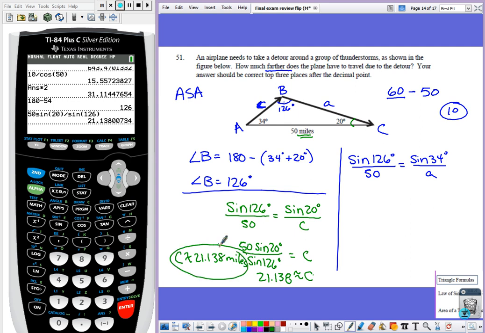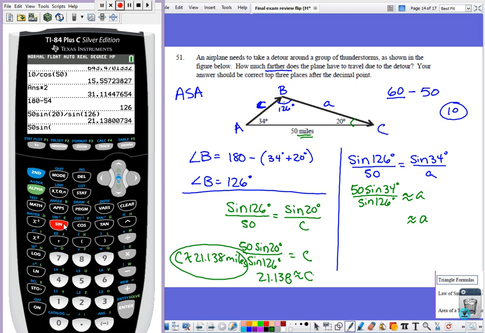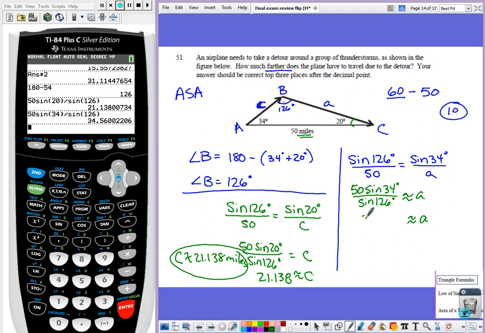That's important. And then we want to do the same thing over here. 50 sine 34 divided by sine 126 is approximately A. So A is 50 sine of 34 degrees, close parenthesis, divided by sine of 126. All right, and we get A is 34.560 miles.